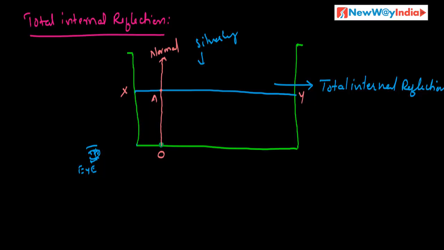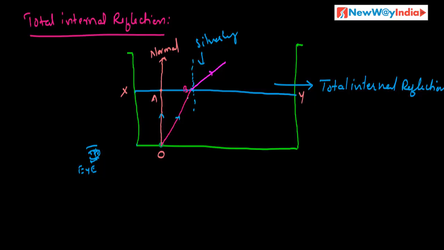Next, consider another point B. The ray OB passes in this way and strikes the water surface at B. This is the normal. The ray OB meets the surface at B and now it gets refracted. That means it passes away from the normal. So this is the refracted ray, away from the normal.